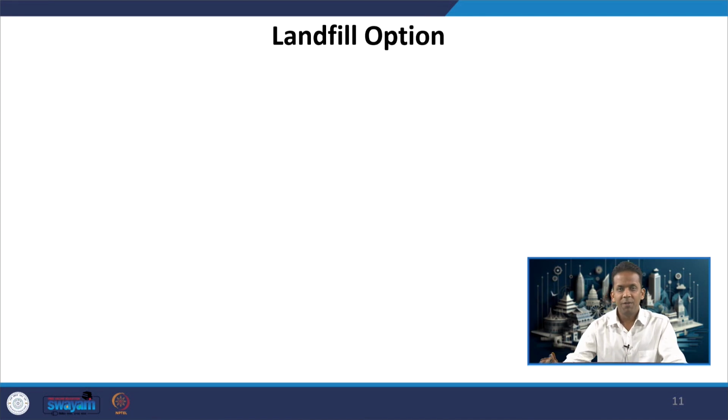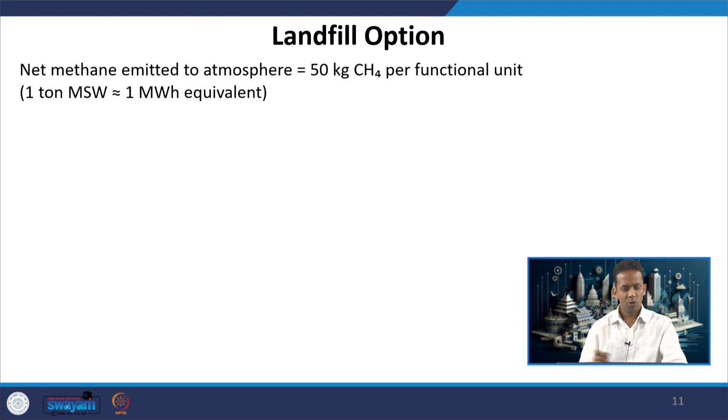Now, the same activity if we do it for the landfill option, in comparison to waste to energy, which was based on incineration. What is obtained here is that net methane emitted to the atmosphere is 50 kg per functional unit. The functional unit was 1 megawatt hour equivalent of electricity for the waste to energy plant.